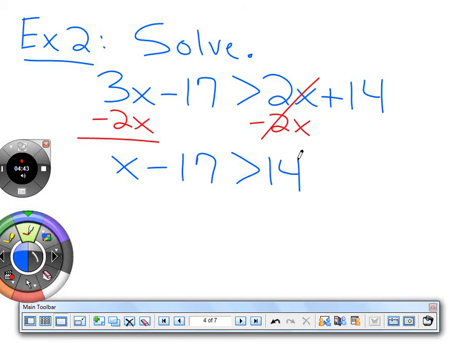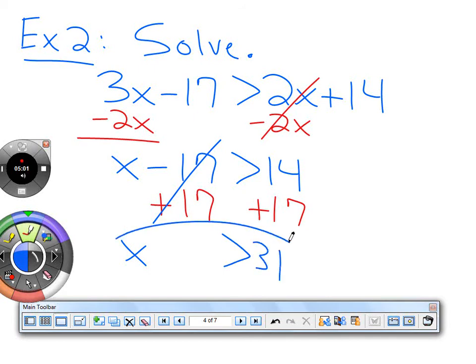Still trying to solve for x, so I've got to get rid of that minus 17, so I'm doing the opposite. All of our skills in solving equations really pay off again here. So we solve for x, and x is greater than 31. That is it. That's your final answer.